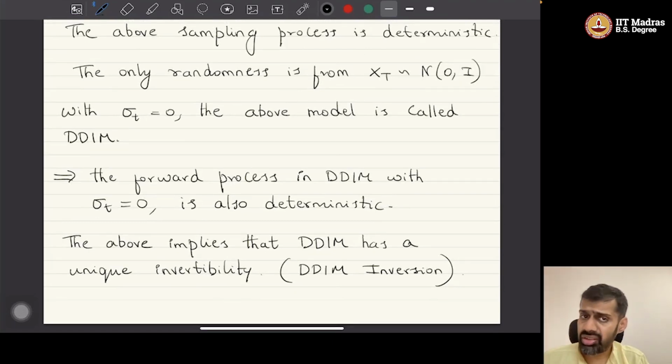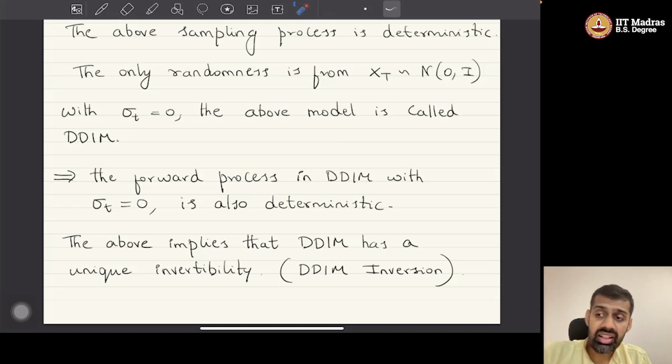So because this process is also non-Markovian in nature, the number of time steps capital T that one would need in generating these images is much lesser compared to that of DDPMs. So we have solved both the problems of non-unique invertibility and the slower nature of sampling using DDIMs.